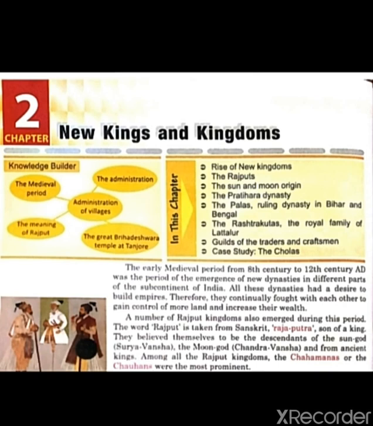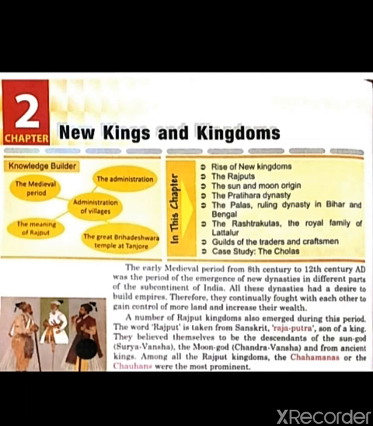The early medieval period from the 8th century to the 12th century AD was the period of emergence of new dynasties in different parts of the subcontinent of India. All these dynasties had a desire to build an empire, therefore they continually fought with each other to gain control of more land and increase their wealth.